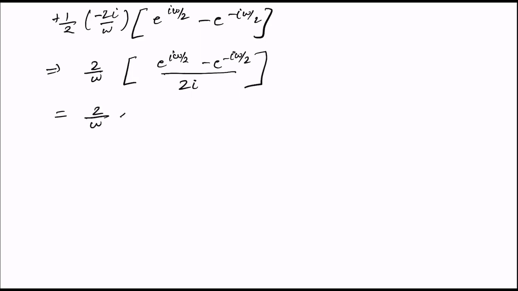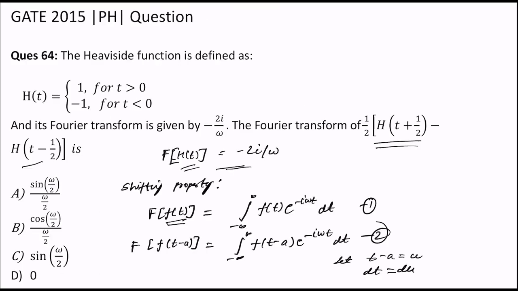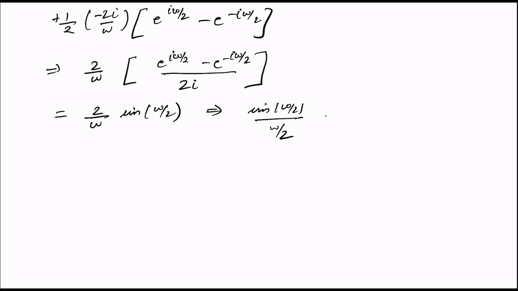We can rearrange it to write it in the form of 2 by omega times sine omega by 2, or sine of omega by 2 over omega by 2. So this is the answer. So option A is the correct answer for this question. In this way we have arrived at this solution by using the shifting property. Thank you for watching this video.